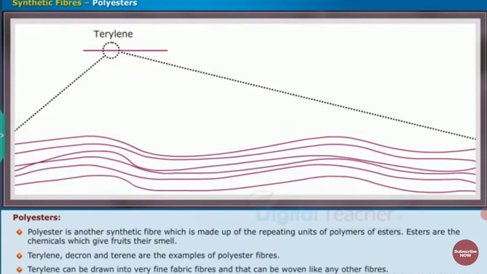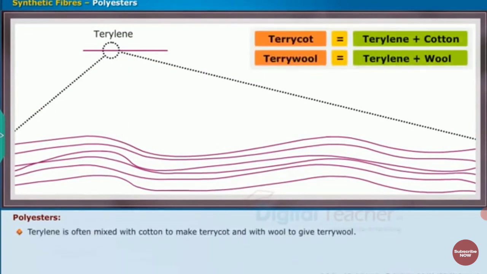Terylene can be drawn into very fine fibers that can be woven like any other fibers. Terylene is often mixed with cotton to make terrycot and with wool to give terrywool.